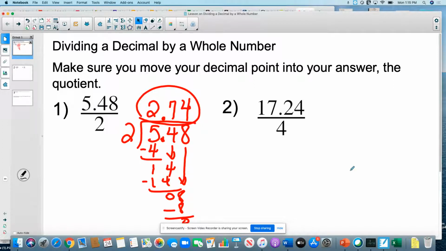If you didn't have your decimal point in there, it would be 274, and there would not be 274 whole ones in 5 and 48 hundredths. So 2 and 74 hundredths. We'll do another one. You guys can practice it beforehand if you want, before I do it.